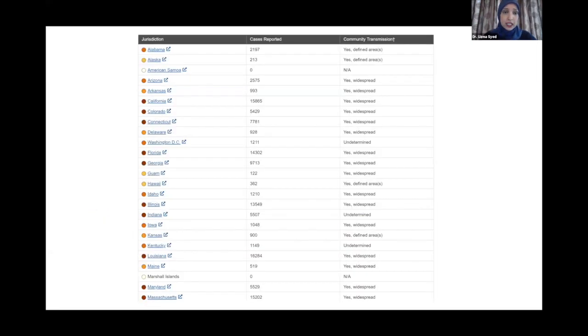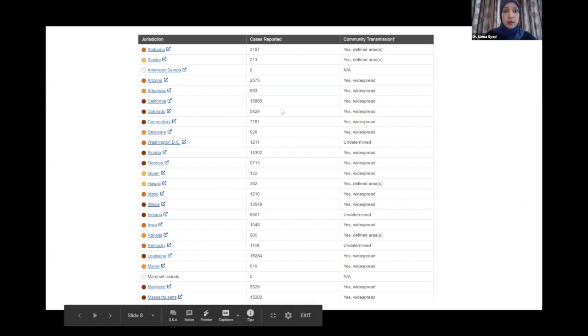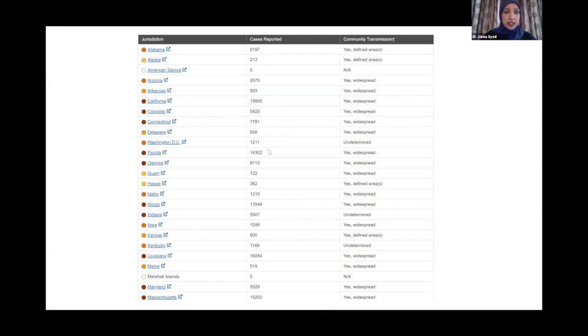Now, the CDC breaks down by states the number of cases that are reported, correlating to that graph that I showed before, the map of the United States. So you can see the areas that have widespread illness. We can see in California, over 15,000 cases. In Florida, you have over 14,000 cases. Illinois, we're over 13,000. Louisiana, as you must be aware of in the news, significant number of cases and mortality going on there, over 16,000.